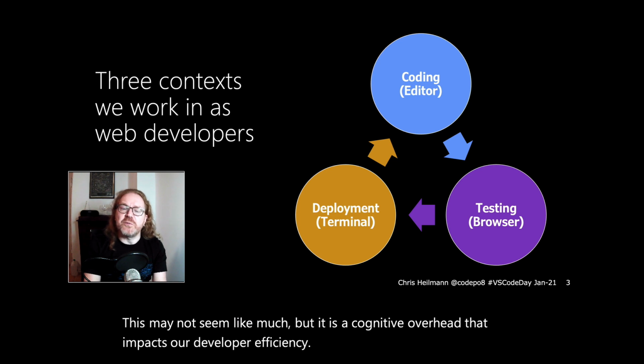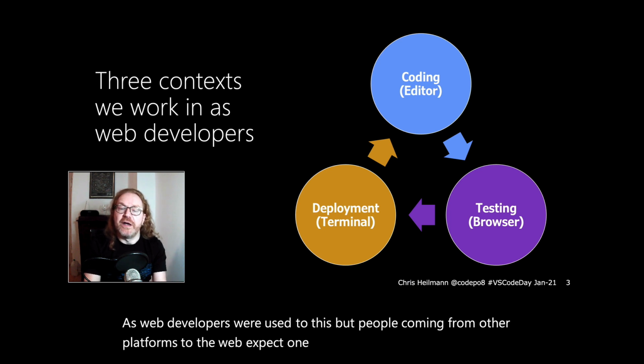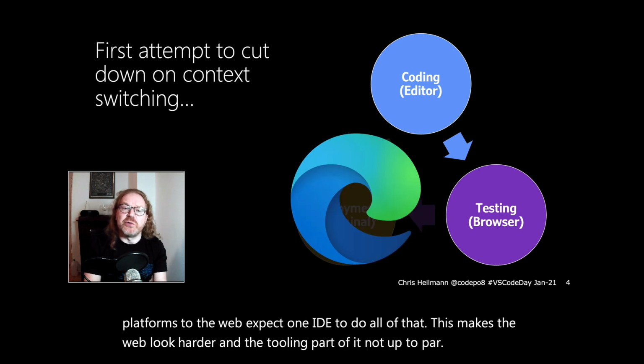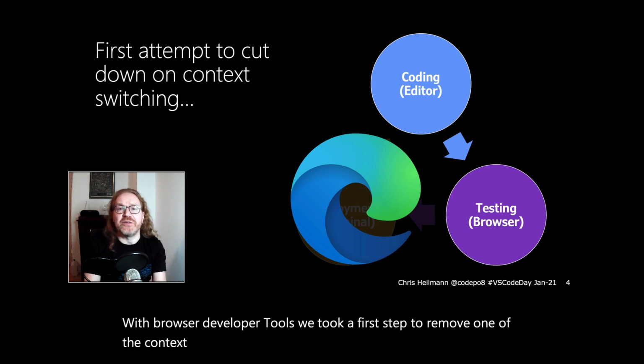As web developers, we're used to this, but people coming from other platforms to the web expect one IDE to do all of that. This makes the web look harder and the tooling part of it not up to par. With browser developer tools, we took a first step to remove one of the context switches, making it shorter to go from testing to editing.